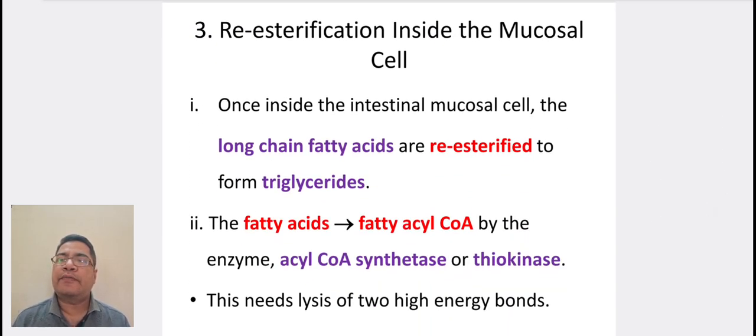Coming to re-esterification inside the mucosal cell. Once inside the mucosal cell, the long-chain fatty acids are re-esterified to form triglycerides. The fatty acid is converted into fatty acyl-CoA by the enzyme acyl-CoA synthase or thiokinase. This needs lysis of two high-energy bonds.